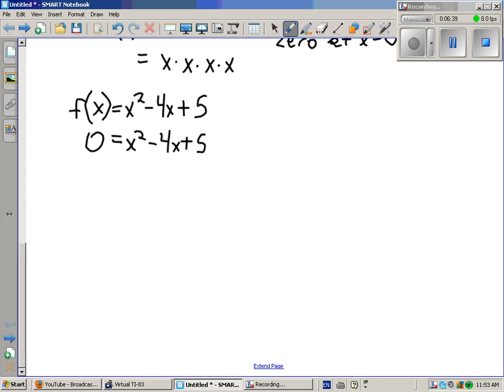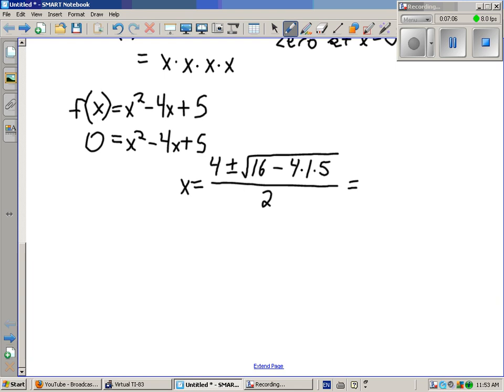What I'm going to do is use the quadratic formula, because this is not factorable in terms of real numbers. So x is equal to negative b, so that's 4, plus or minus the square root of b squared, that's 16, minus 4 times 1 times 5, all over 2a, which is 2 times 1, or 2.